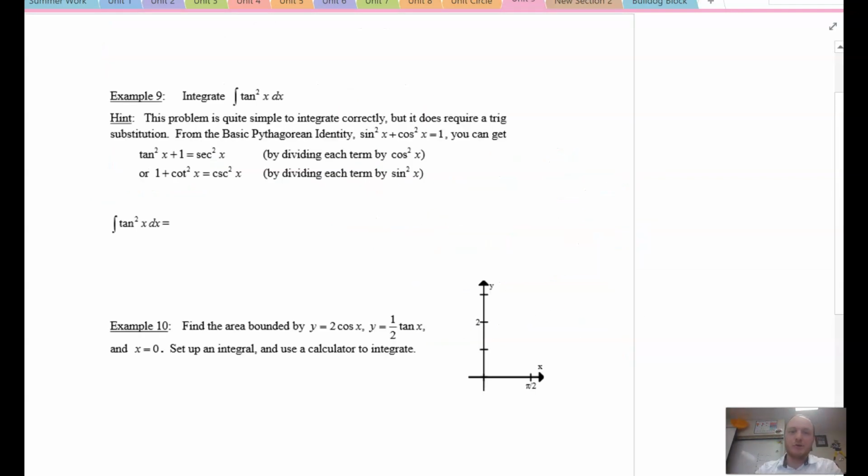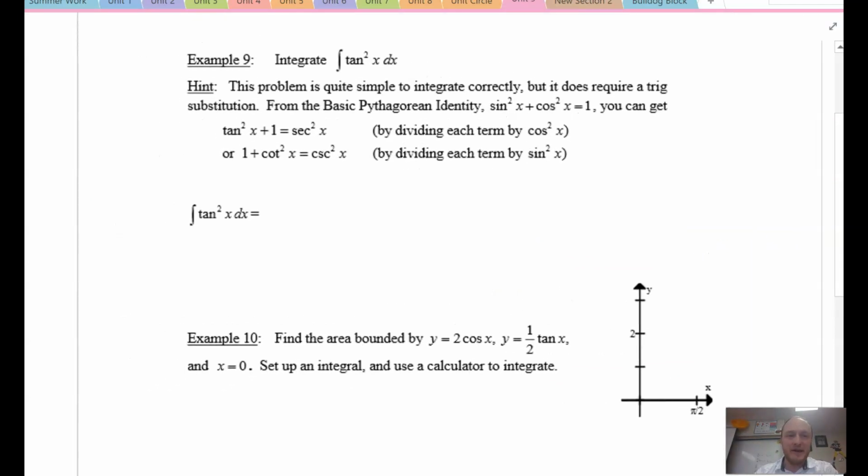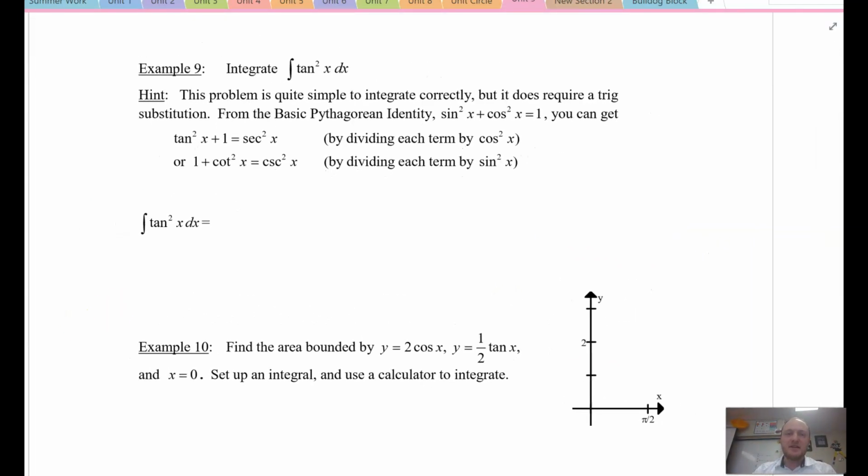Okay, let's jump to our last 2 examples. Example 9 is integrating tangent squared x dx. Now, if you think about your derivatives and your antiderivatives, is there one that incorporates tan squared x? And the answer is no, there isn't. So this is where knowledge of your trigonometric identities and the alterations to the Pythagorean identity, sine squared plus cosine squared is equal to 1, will help you work with this trigonometric function.